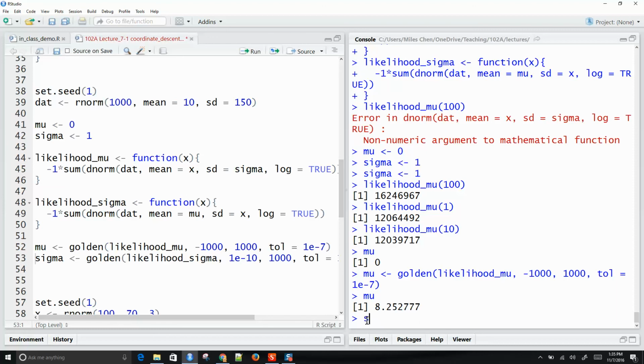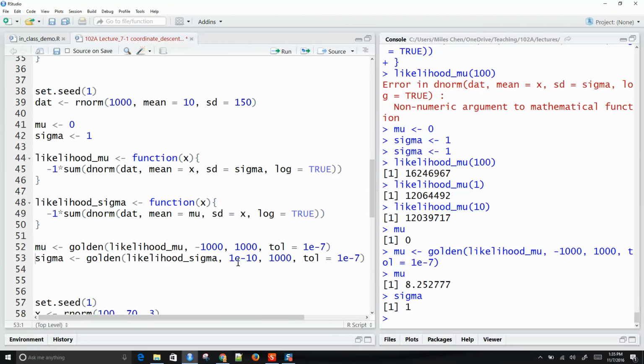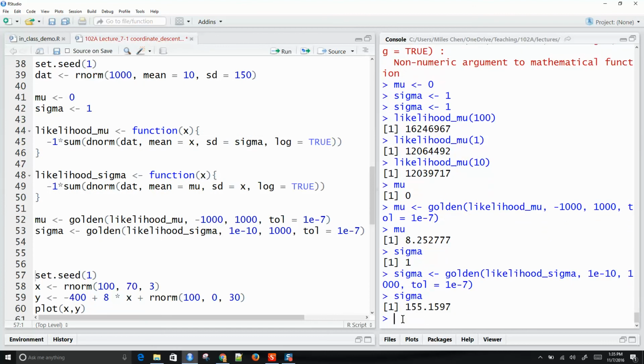And so now we're going to use that to update our value of sigma. Right now our value of sigma is 1. We're going to tell the golden section search to search on the range 1e-10 to 1,000. Sigma has to be a positive number, so I can't go from the negative range to the positive range. I do that, and it updates sigma to 155. So just after one iteration, it has brought us very close to the values we used to generate our data.